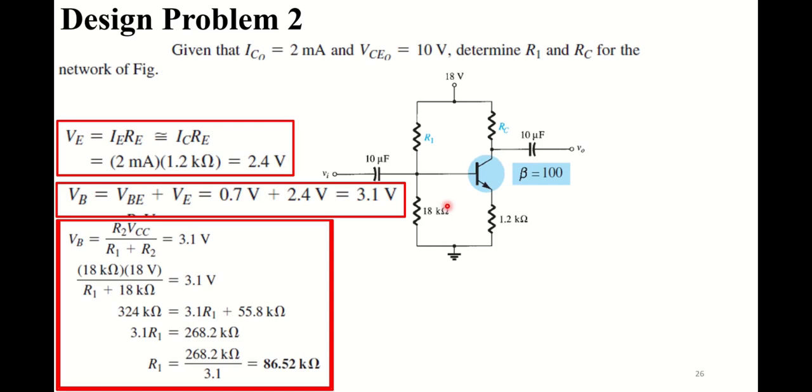In the approximate analysis, we learnt that we assume R1 and R2 to be connected in series. Therefore, we apply the voltage divider formula of VB is equal to R2 VCC over (R1 plus R2). All the values are already known in this equation except for the value of R1 that can be found easily to be equal to 86.52 kilo ohms.